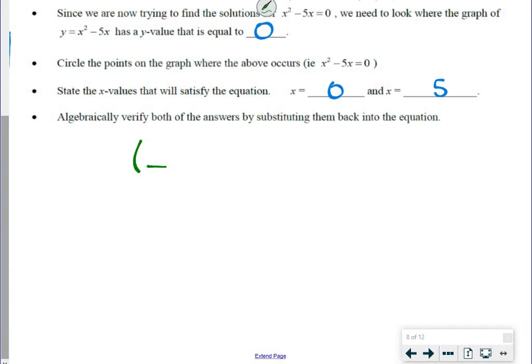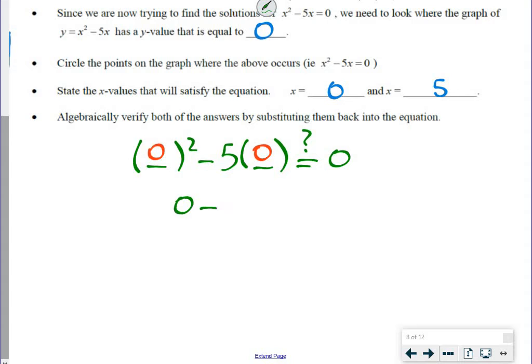So starting with our equation that was modified, we need to confirm that. When I put x equals 0 here, 0 squared is 0, minus 5 times 0, also 0. 0 equals 0, true.